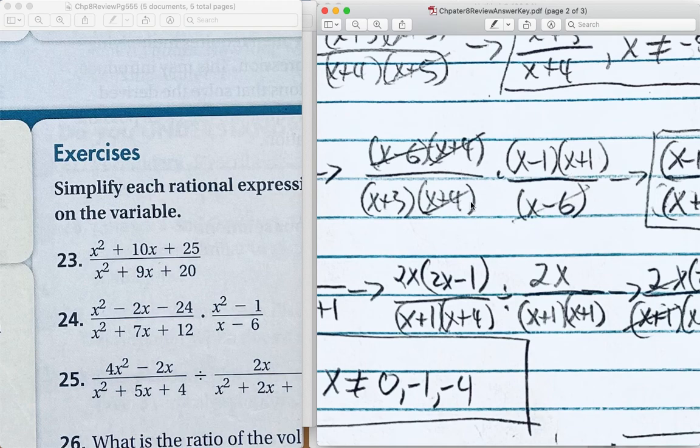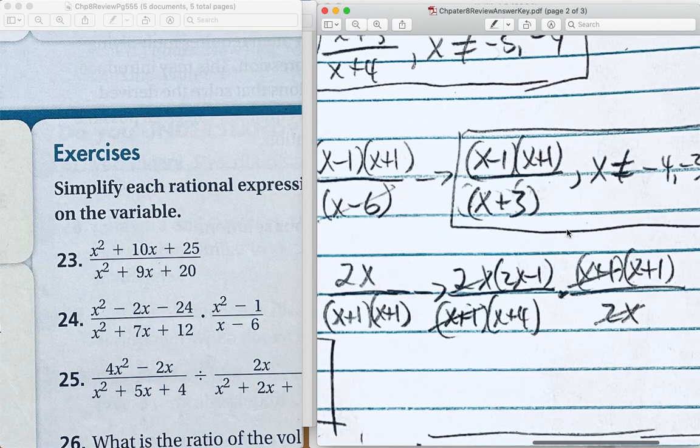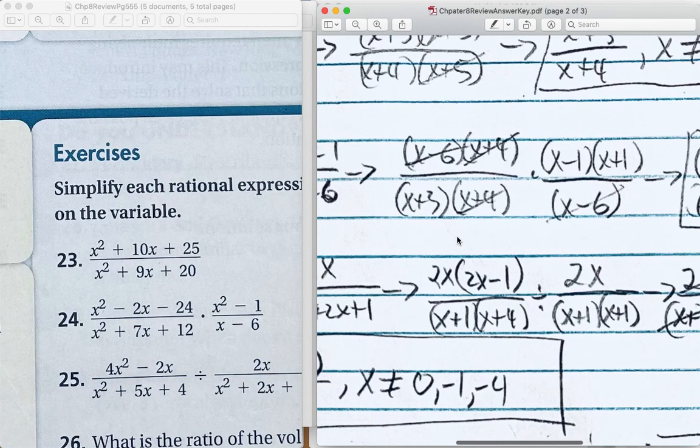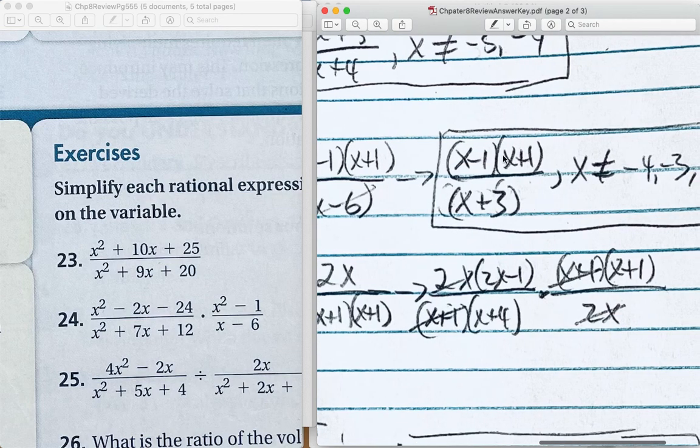At this point, before I do any cross-canceling or simplifying, I look at the 3 denominators and see what x can't be. x can't be negative 3, x can't be negative 4, x can't be 6. Negative 3, negative 4, and 6. I can cross-cancel x minus 6 with this x minus 6 up here. I can cross-cancel this x plus 4 with this x plus 4 down here. And I'm left with x minus 1 times x plus 1, or x minus 1 squared, over x plus 3.